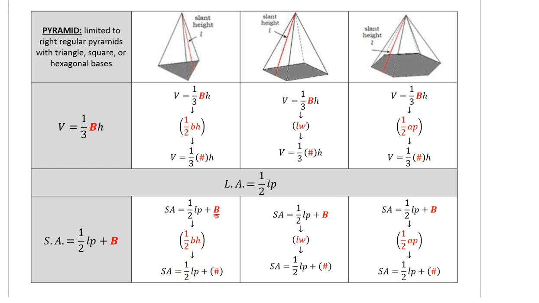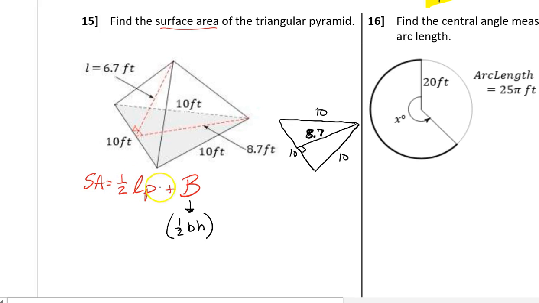So, back to our problem. Surface area is 1/2 L times P plus area of the base, which is 1/2 base times height. I've redrawn the base of this triangular pyramid over here, and once we've redrawn it, we see that all the sides are going to be 10, and this value in the center, which is our height, is going to be 8.7. So labeling here, this is my height value, and then this would be my base value. That gives the area of the base to be 1/2 times 10 times 8.7, which is 43.5.